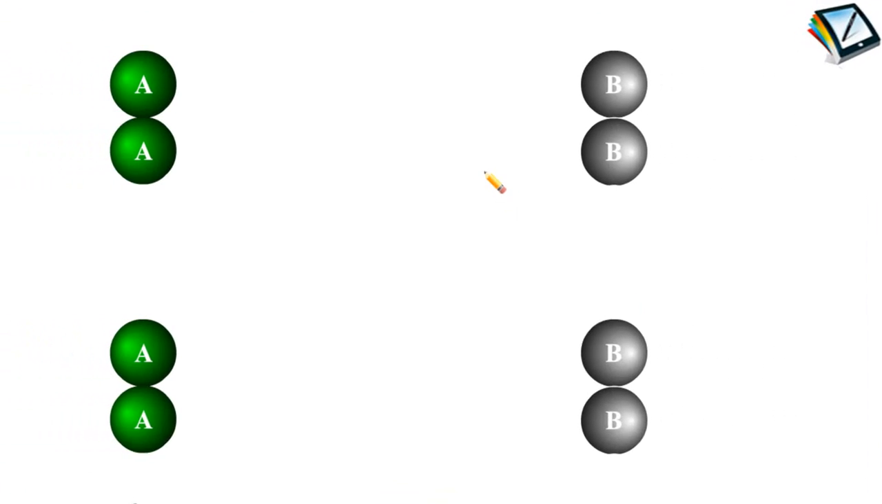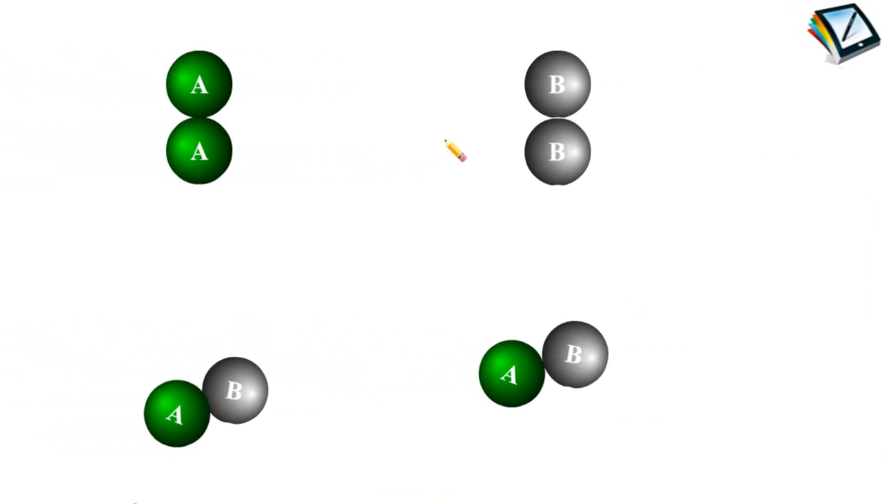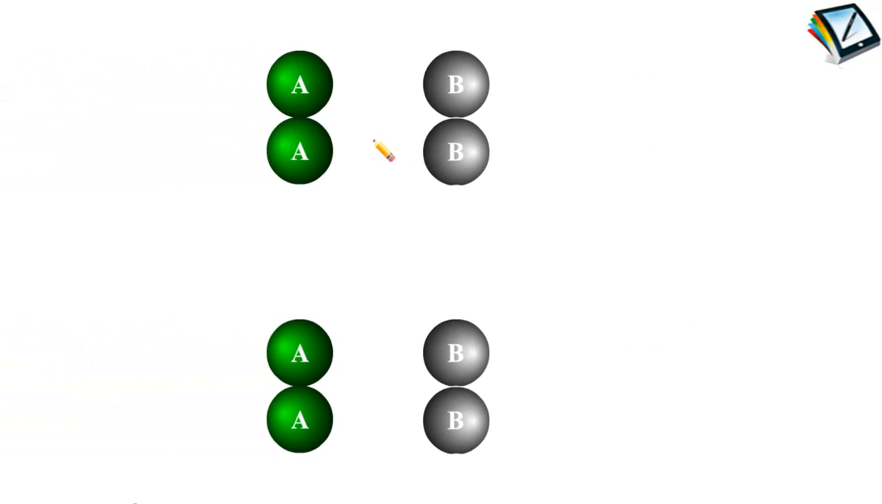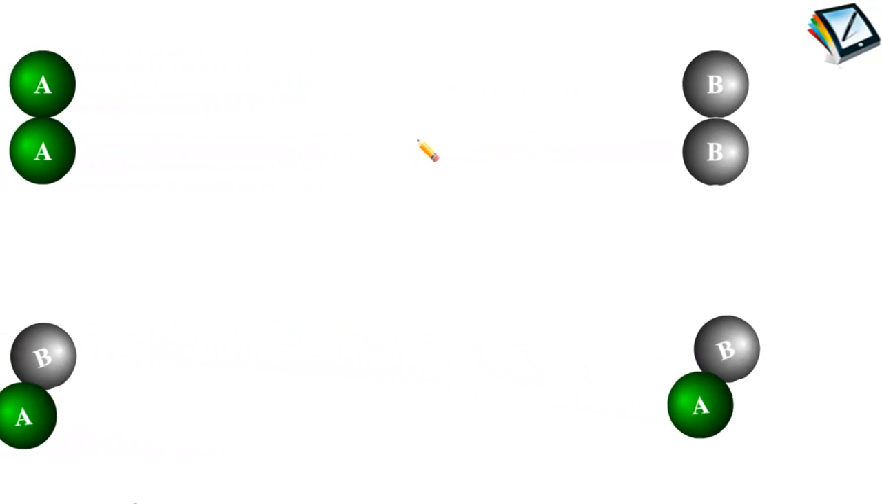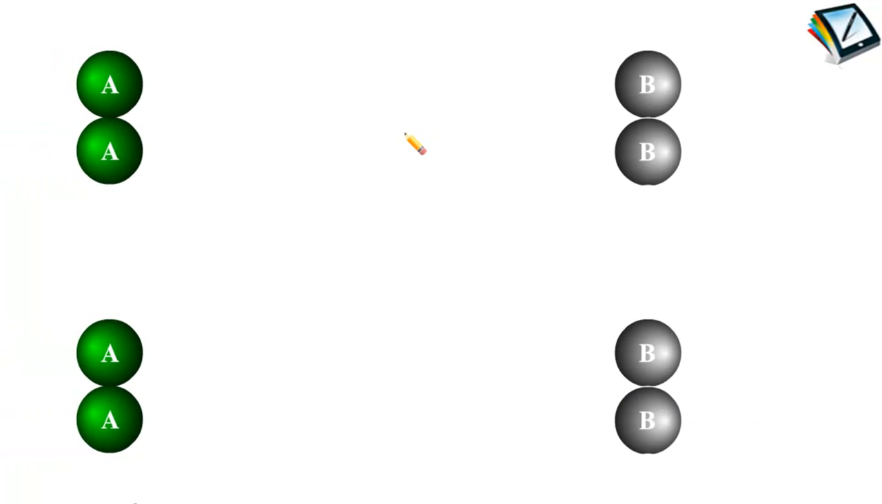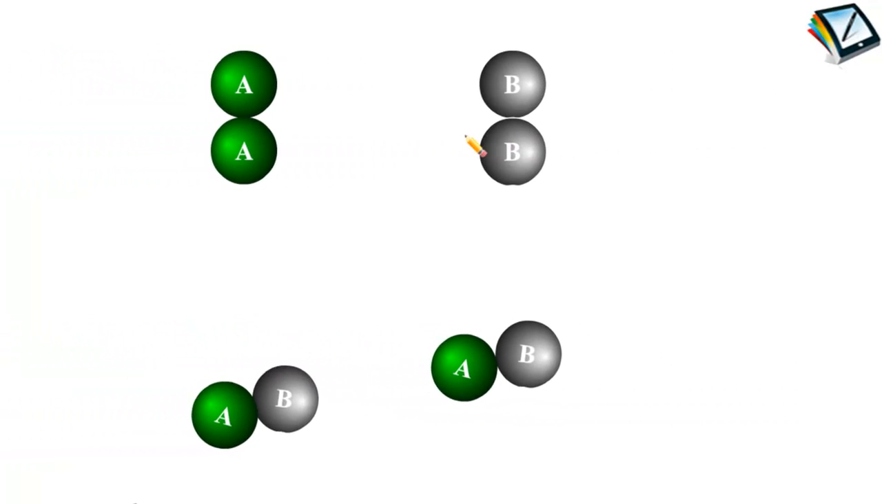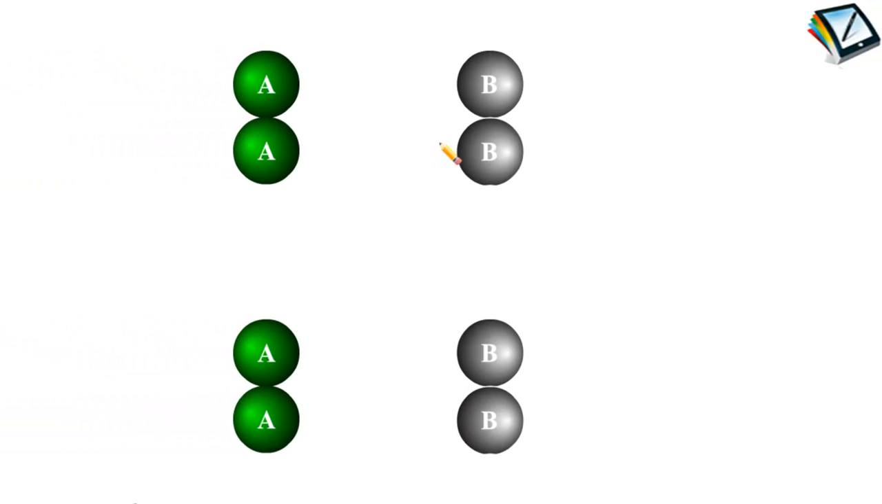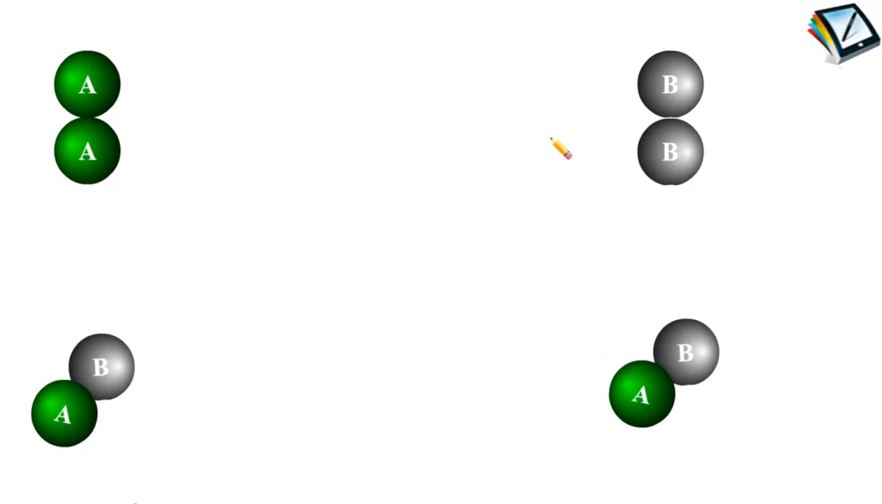Just see this animation in order to understand the concept of effective collision and ineffective collision. In the first case, the two molecules are colliding with each other and without any formation of product, they are bouncing back, isn't it? So this collision does not lead to the formation of the product. And these kind of collisions, we call them the ineffective collisions.